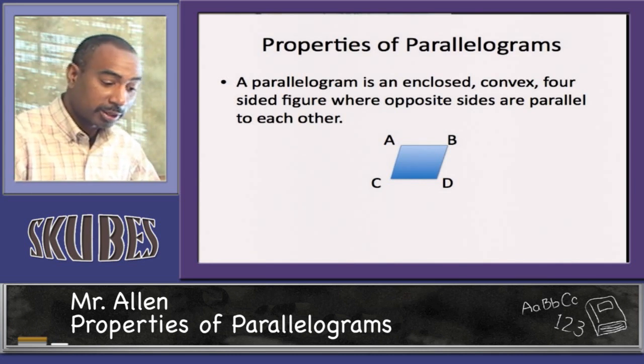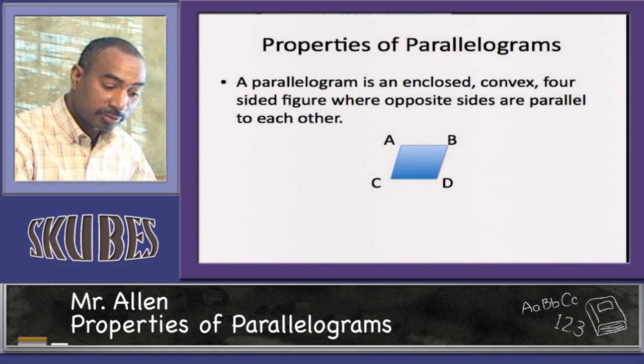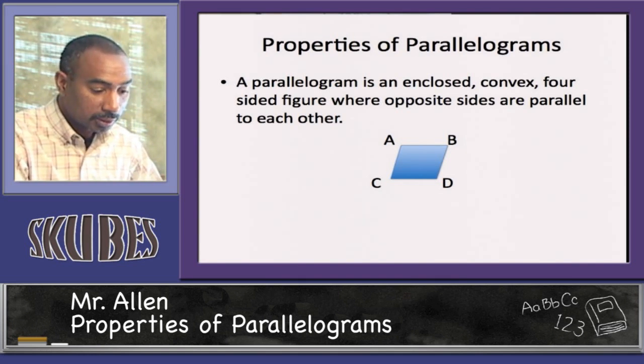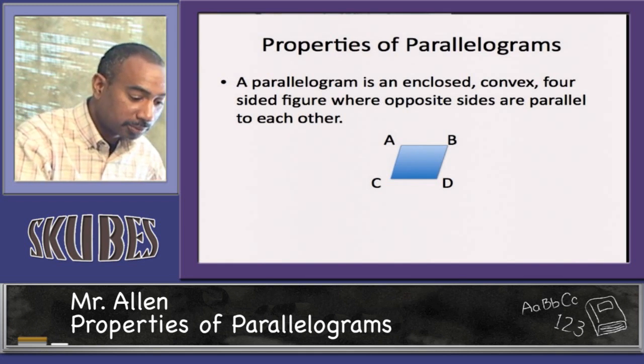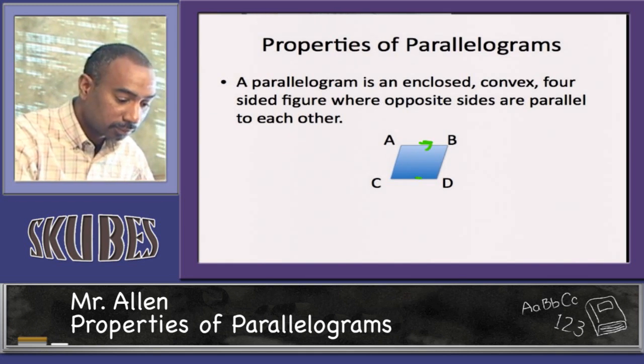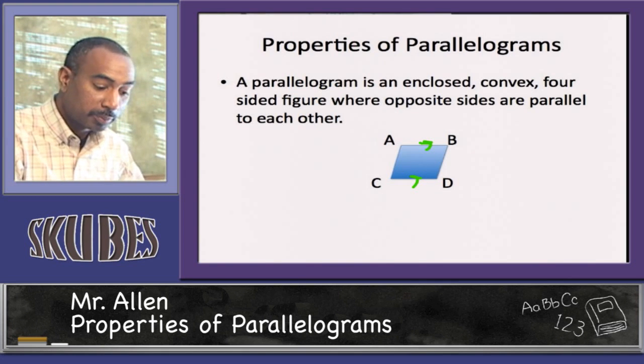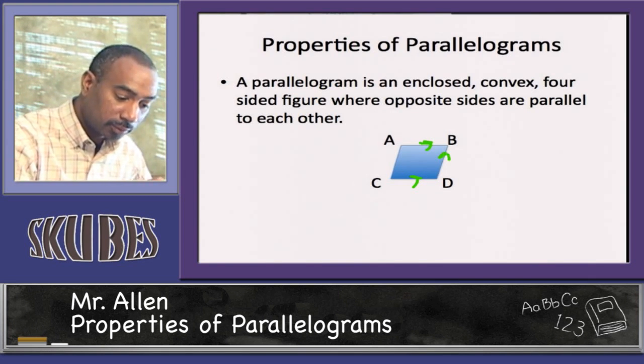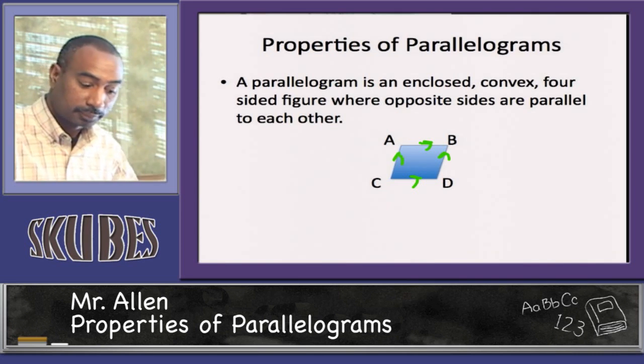So, first of all, it has to be four sides. Convex means there's no indentations. And opposite sides are parallel, which means they never touch. So AB would be parallel to CD, and BD would be parallel to AC.